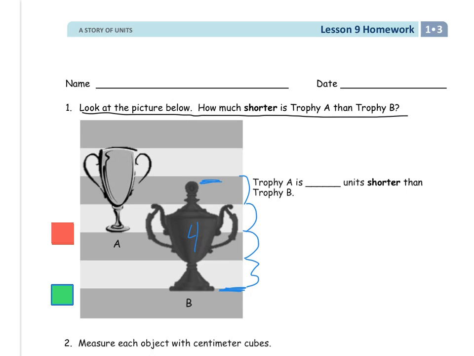And if I take a look at Trophy A, I'm going to see that the endpoint is right there, and I'm going up to about that point. So I have 1, 2, 3. So if I look at how much taller is Trophy B, or how much shorter is Trophy A, the answer is going to be the same. It's going to be 1 unit, because this one's at 3, this one's at 4, and the difference between those is 1 unit.